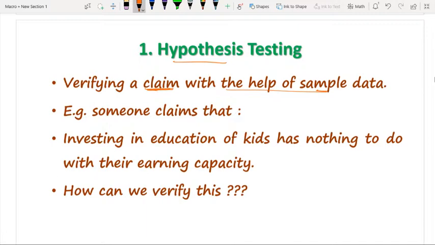For example, someone claims that investing in education of kids has nothing to do with their earning capacity. So this is a claim made by someone, and this claim may be true or this claim may not be true. And we have to verify this by taking data on the years of education of kids and the earning capacity.